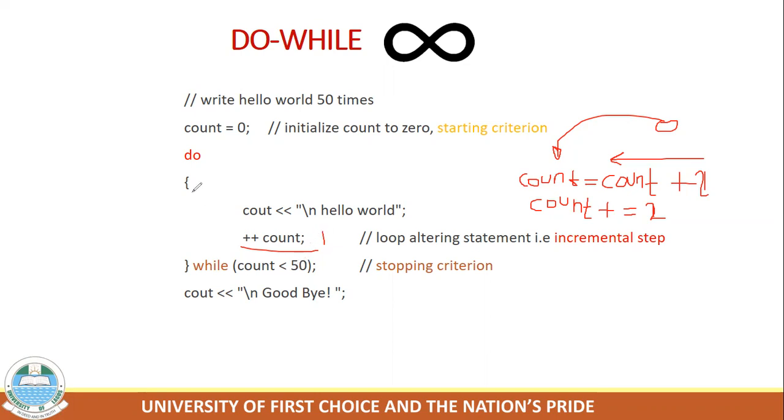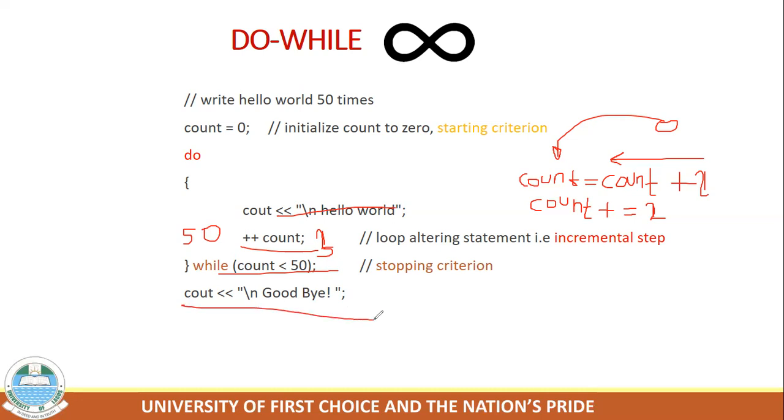Yes, 1 is less than 50, it comes again, it displays hello world to the screen, it increments count to be 2. Is 2 less than 50? Yes, it displays hello world to the screen, it increments to 3, is 3 less than 50, and the rest. When it gets to 50, is 50 less than 50? No, 50 is not less than 50. 50 is equal to 50. Then it stops executing and it displays goodbye.